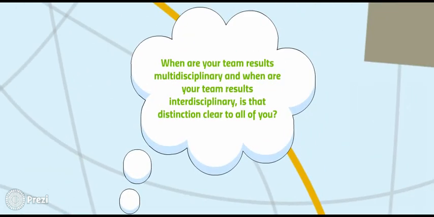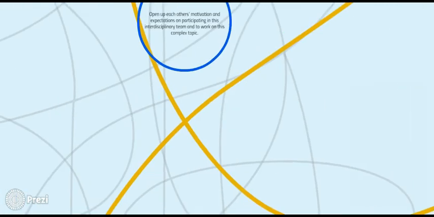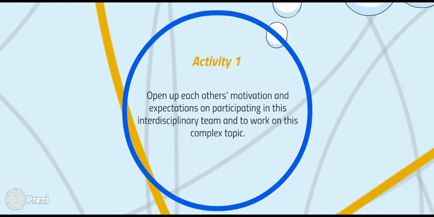Discuss with your team when your team results are multidisciplinary and when your team results are interdisciplinary. Is that distinction clear to all of you? Once this distinction is clear, we can start with the first activity you as a team need to do.